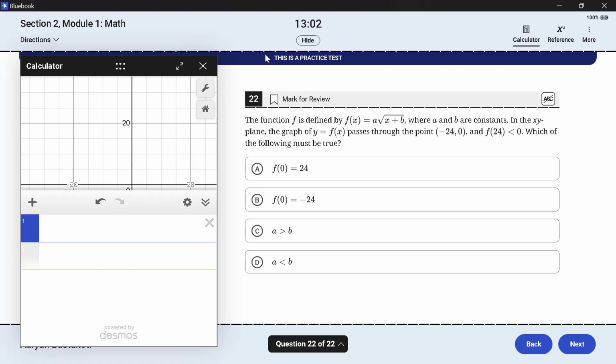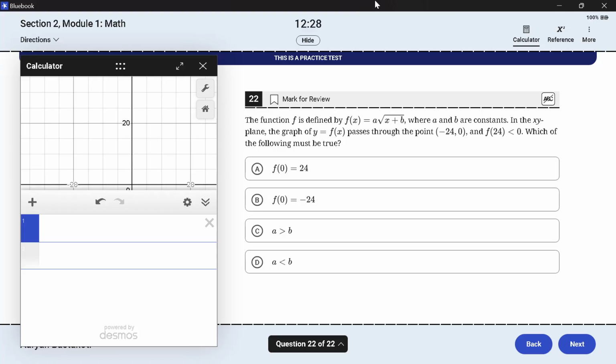And if b could be 24, then f of 0 is simply a root under b, right? A root under b is f of 0. Can a root under b be 24 or minus 24? Okay, let's go to the f of 24 part.